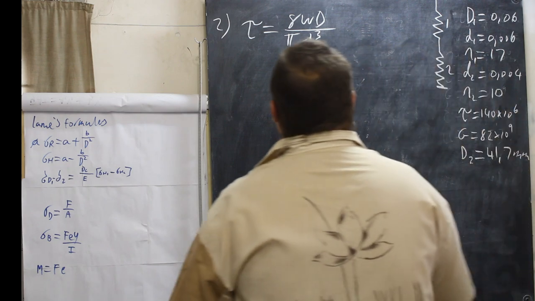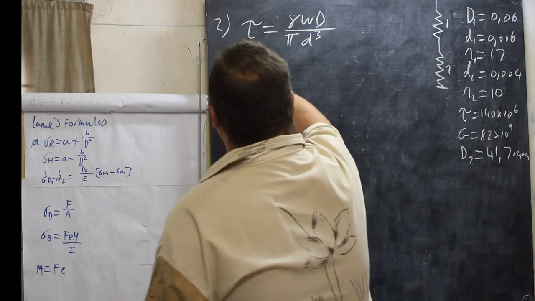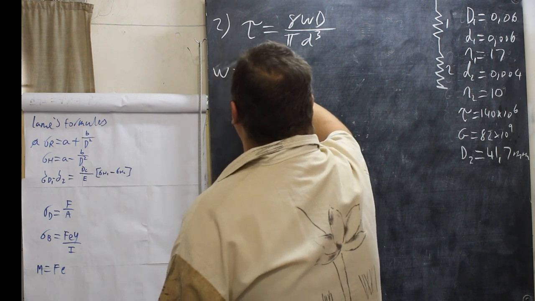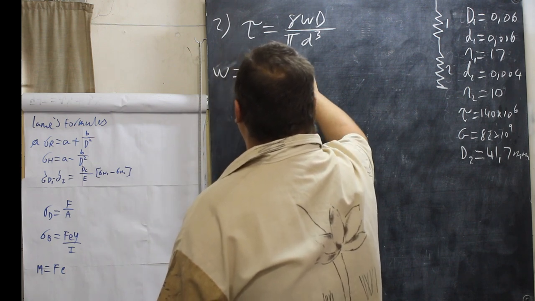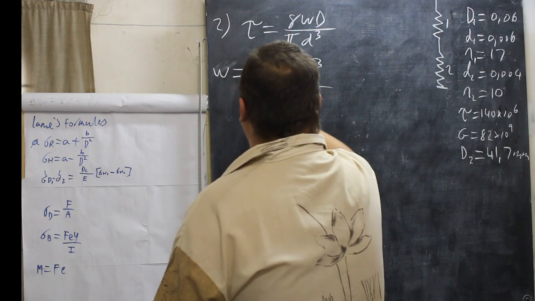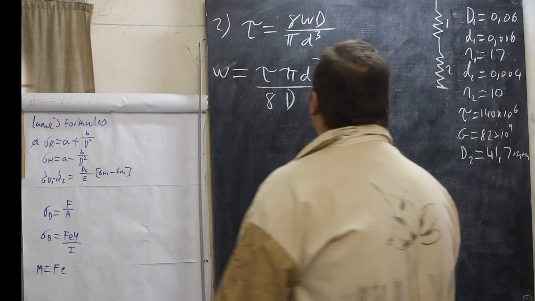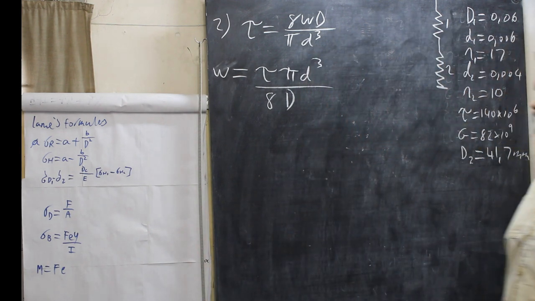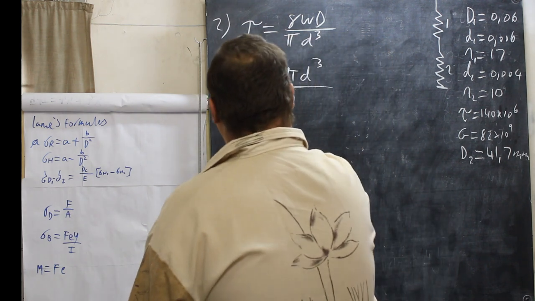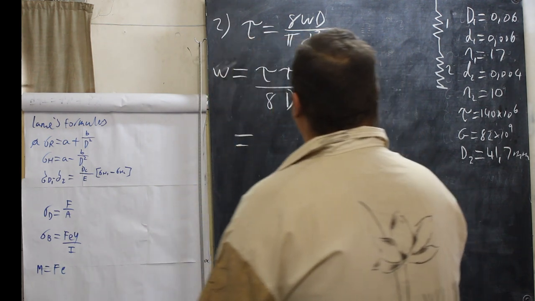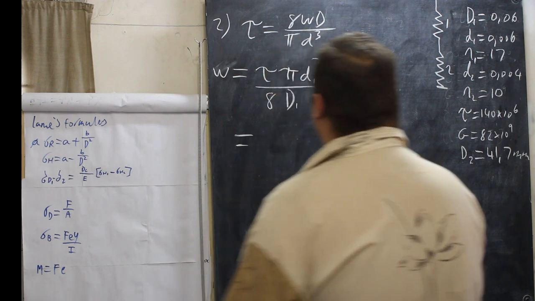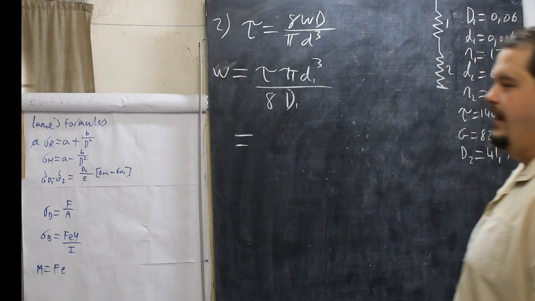Now let's get weight. We have weight is equal to tau pi d cubed over 8D. Now all we have to do is put in our values for both. This will be d1, and that's d1. The next one will be D2, and then you add the two together.